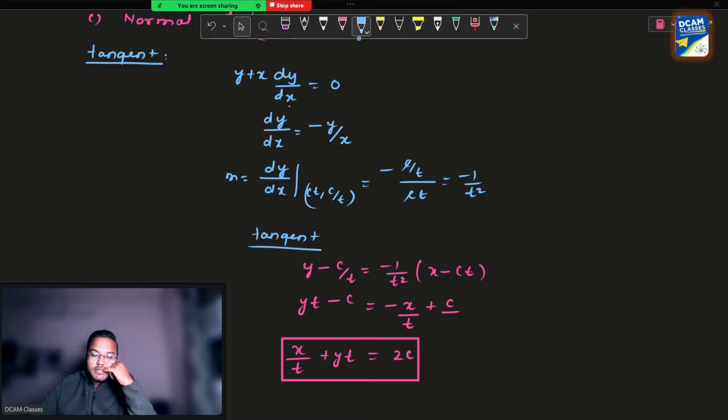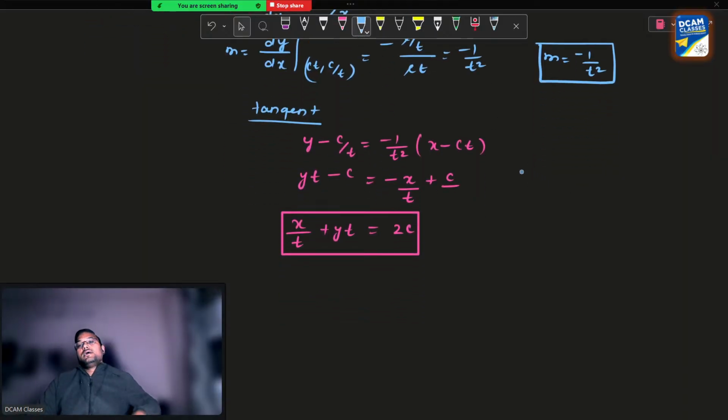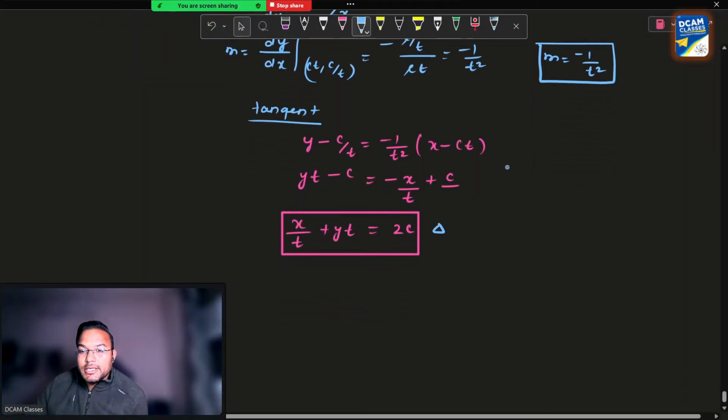What about you, Anishka? Yes, sir. One more thing you need to remember is that here I have found m is equal to minus 1 by t square. This will actually help you in future. These are the two important things: the tangent and the slope of the tangent.